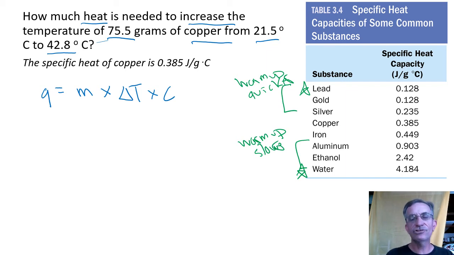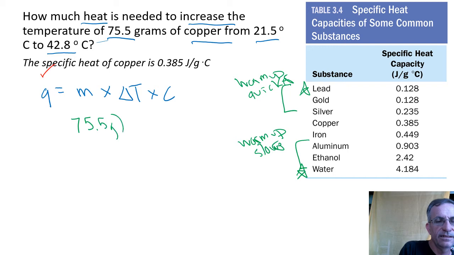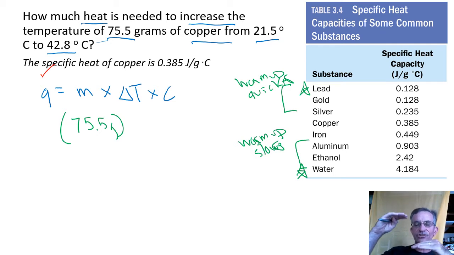All right, how much heat? I am solving for Q. How much heat is needed to increase the temperature of 75.5 grams? Where would that go? It goes in for the mass. So it would be 75.5 grams times the change in temperature. Now the change in temperature is not 21.5 and it's not 42.8. If I want to know the change in temperature, I need to subtract those 2 numbers.